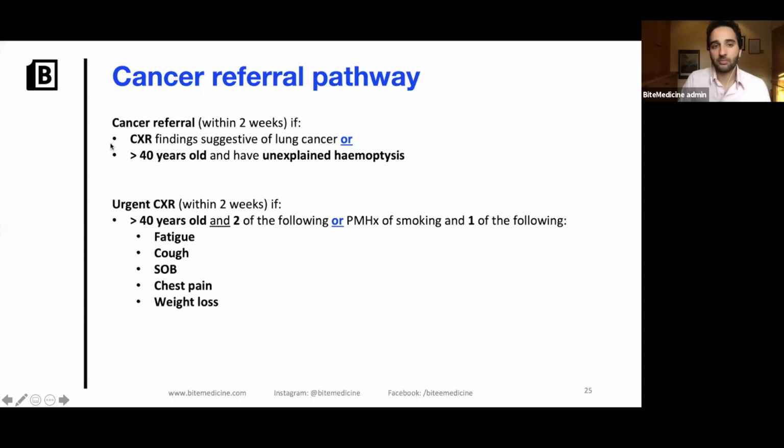Really straightforward points to remember, really important for exams and for clinical practice. If you follow the guidelines, you're more likely to pick up these malignancies earlier on and increase the likelihood of diagnosing cancer while it's still treatable. So cancer referral, like we said, is these 2 bullet points: an urgent chest x-ray for above 40 years old and 2 of these, or smoker or previous smoker and 1 of these features.